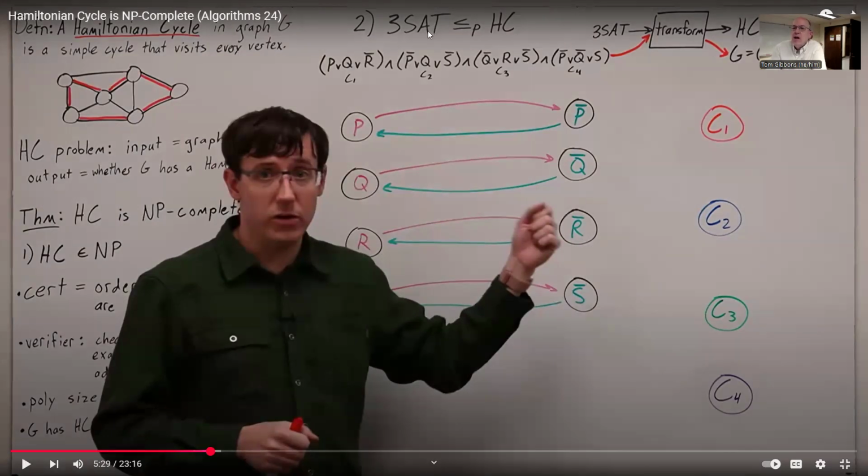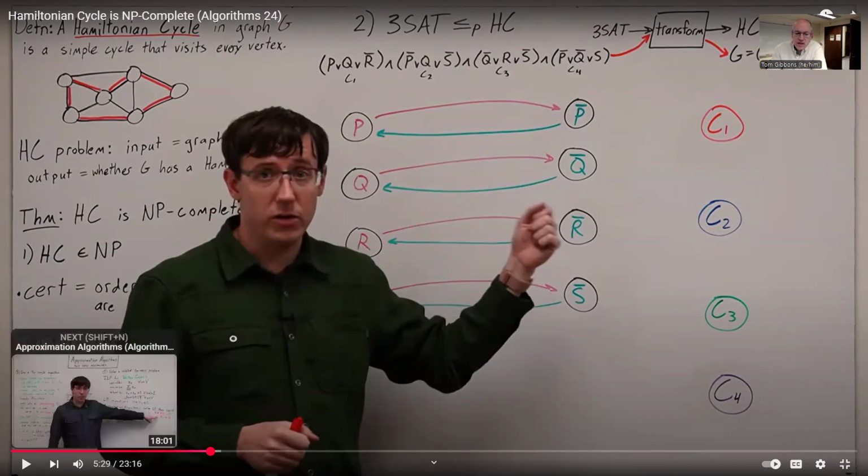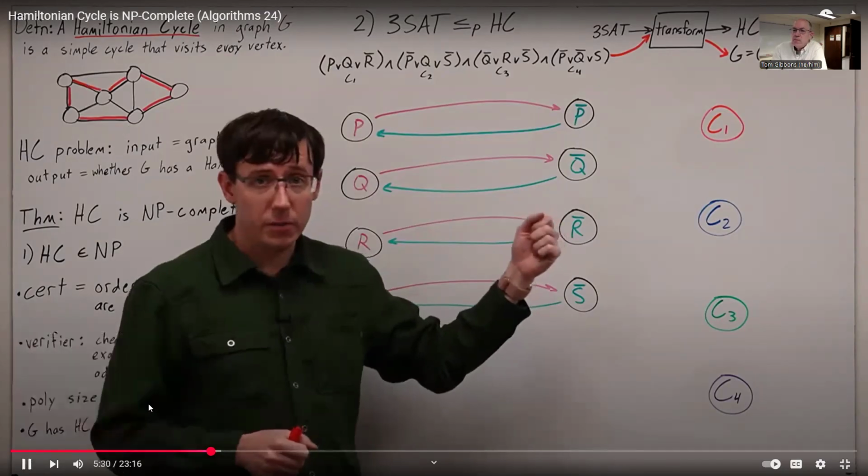Now we're going to map an existing NP-complete problem onto this one. So again, we're going to take the 3-SAT problem here and show that if we're given a specific 3-SAT problem, we can create a graph where finding a Hamiltonian cycle in the graph is equivalent to solving this problem. So that's what he's going to kind of walk through here.